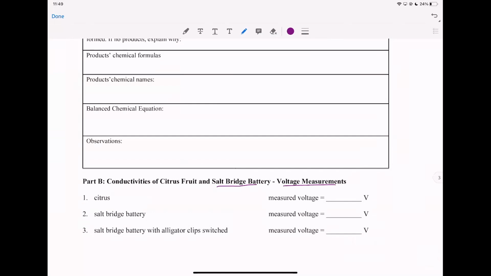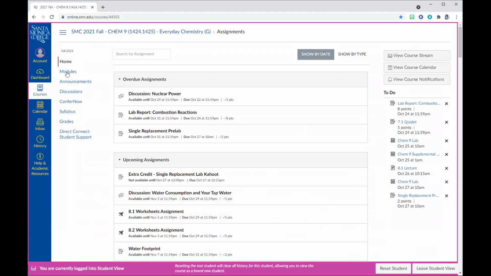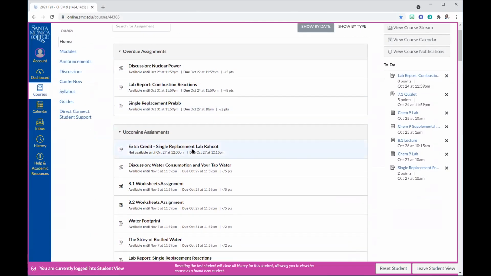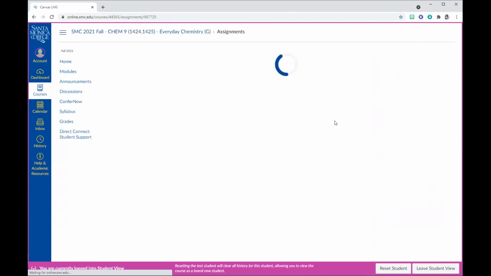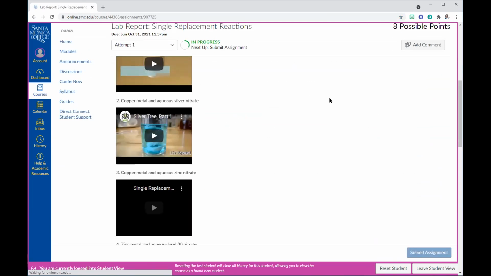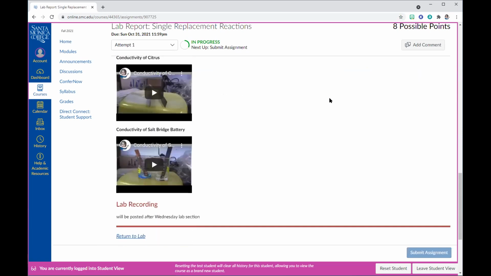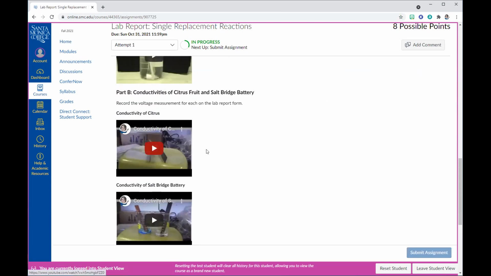Okay, so here's your lab submission page. No, here we go. On this page, you've got part A, and then for part B, you have the voltage measurements for these two. So you're going to need to watch the videos and pause the videos to write down those voltage measurements.